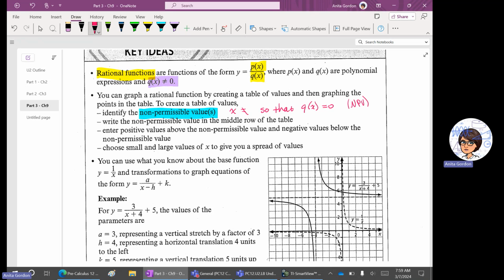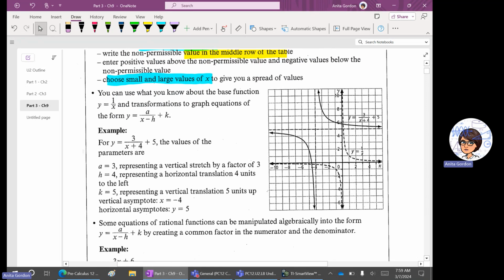Write the non-permissible value in the middle of your table, and then find some numbers, positive and negative, to the left and to the right of your non-permissible values, above and below in the chart, and I'll do a demonstration of this in a moment. You want to make sure that you have some small numbers and large values of x so that you get a really good big picture idea of what your graph looks like.